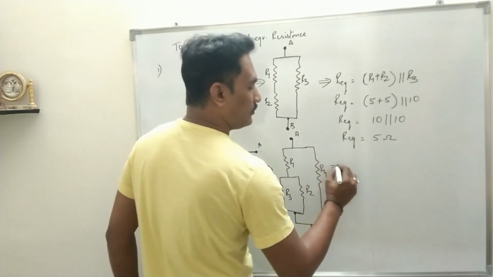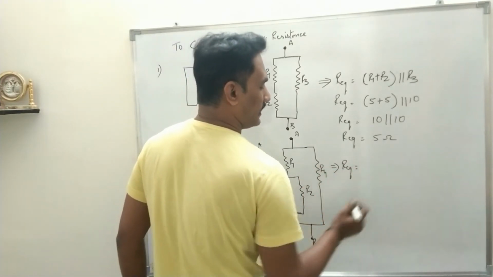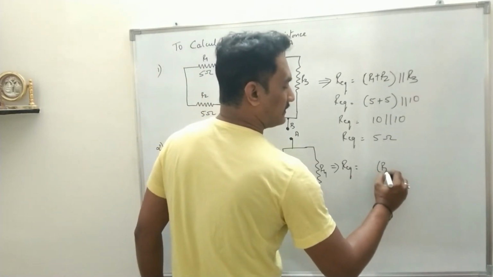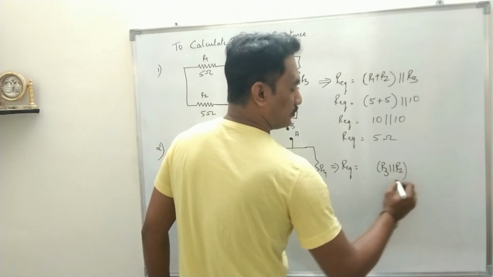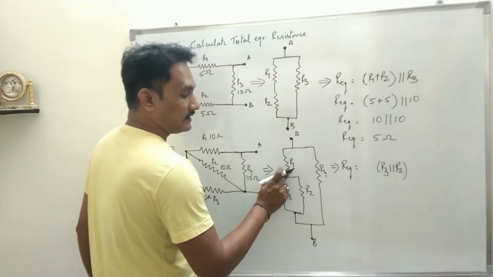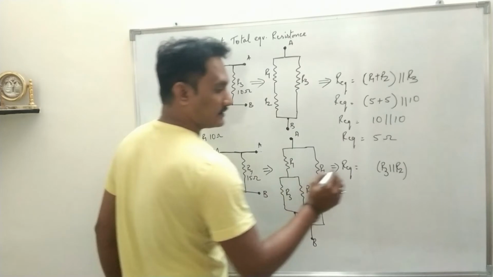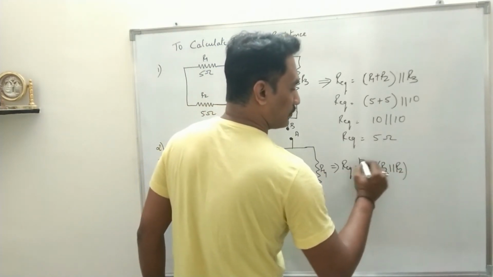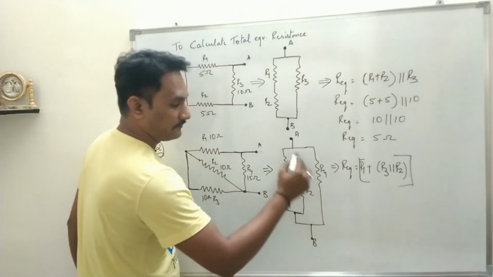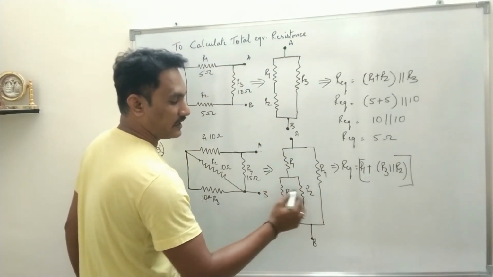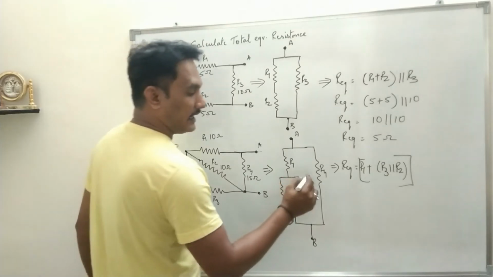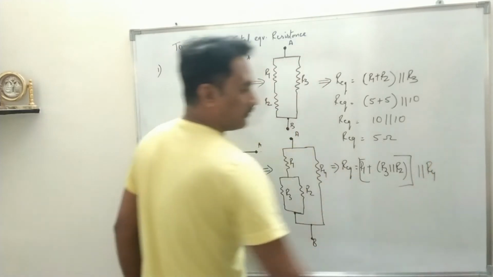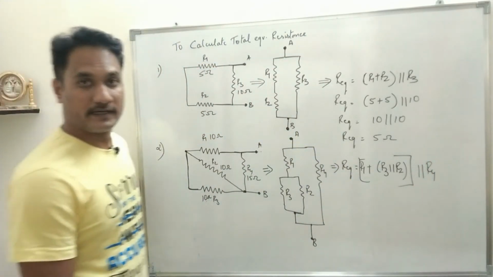So what will be R equivalent? R equivalent, first you write the parallel combination, that is R3 parallel R2. And R1 is in series with this parallel combination. So it will be R1 plus R3 parallel R2. So this is the entire combination: R1 is in series with R3 parallel R2, and this entire combination is parallel to R4. So now you have to substitute the value and get the answer.